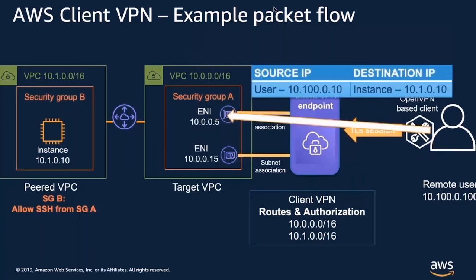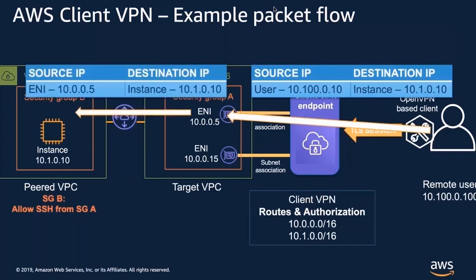And the way this would look, initially, the user sends a connection from its own IP address. That's the IP address range assigned by the client VPN service, in this case 10.100.0.10. And the target of this traffic is the instance on the left. Once the traffic passes the association ENI, we translate from the actual user IP address from 10.100 to the IP address that belongs to the ENI that's used for the association. And then we forward that traffic to the instance on the left, effectively allowing connectivity to work end-to-end.